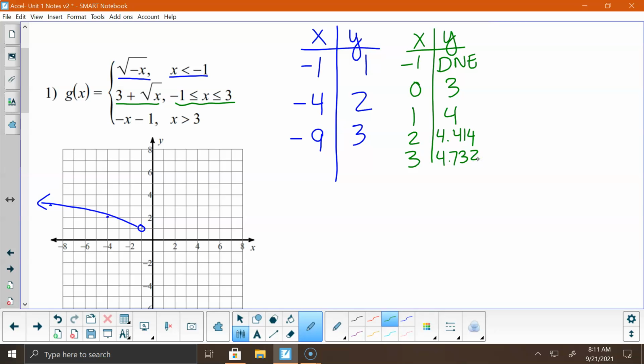All right. So, 0, 3, dot. All right, and we're going to make sure that's enclosed because that's included in there. All right. 1, 4, 2, 4, 1, 4, and 3, 4.7. All right, now, make sure end to end, those are both enclosed circles.